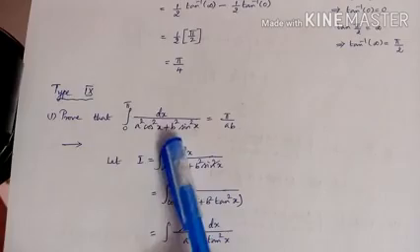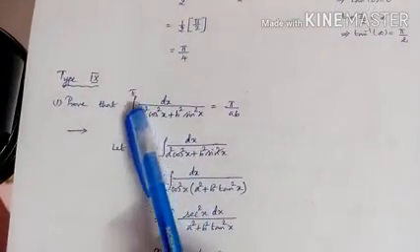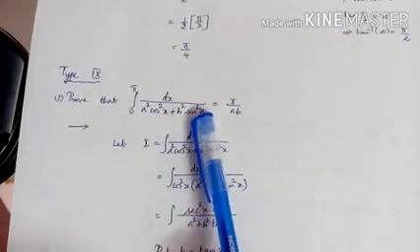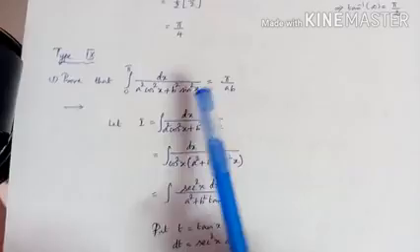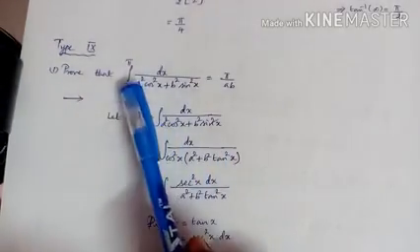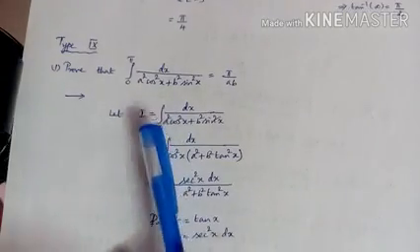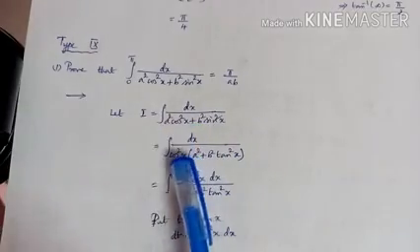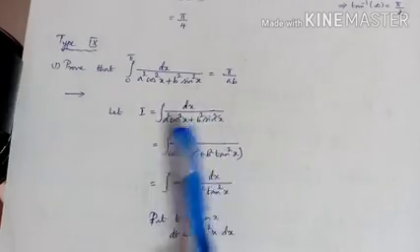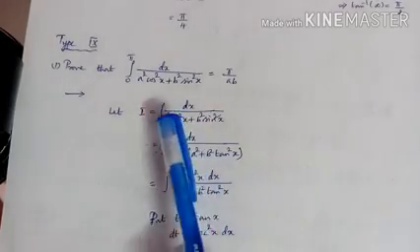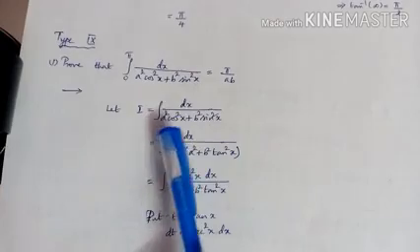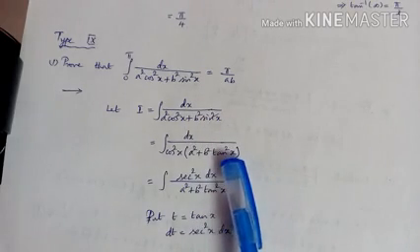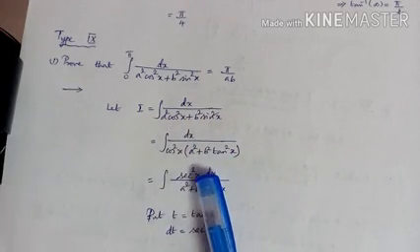Let us see now the ninth type. Whenever you have the integrand 1 by a square cos square x plus b square sin square x, we have to prove the answer. Let us consider the given integral without limits as I. Let us simplify this by multiplying and dividing by cos square x. When I divide each term by cos square x, I will get a square plus b square tan square x, and 1 by cos square x is secant square x.